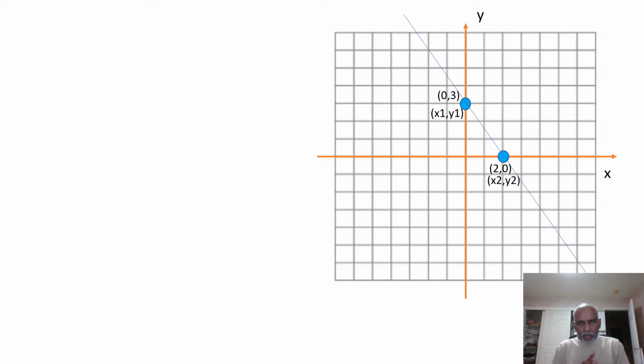So let's consider two points, 0, 3 and 2, 0. We want to find the equation of this line in general form ax plus by plus c equal to 0, and its normal form, also called lx plus my plus k equal to 0. Okay, so let's start with the calculation approach.